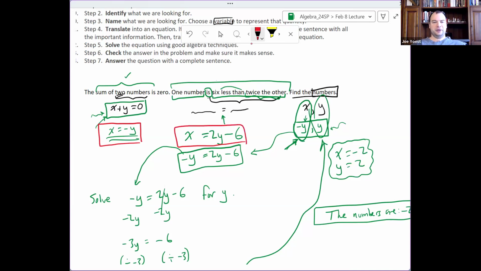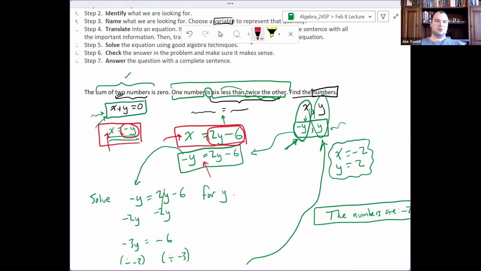I generated this equation. This variable x now has two different representations: one as negative y, one as 2y minus 6. Since negative y and 2y minus 6 are just different representations of the same thing, I could equate them. I get the same equation, just a slightly different way to think about it, right?